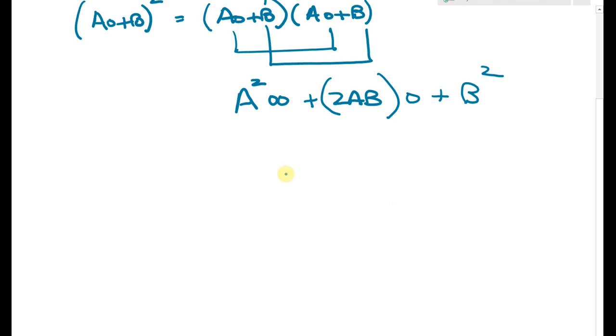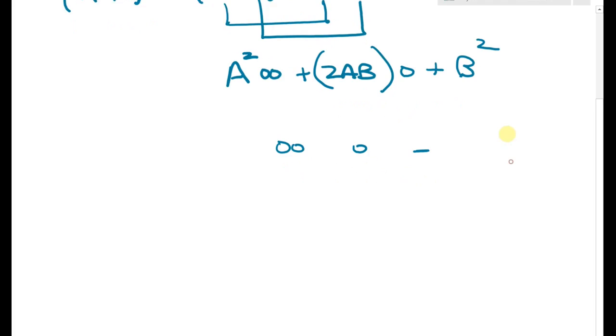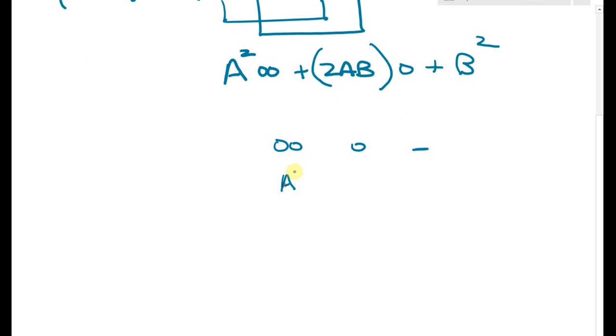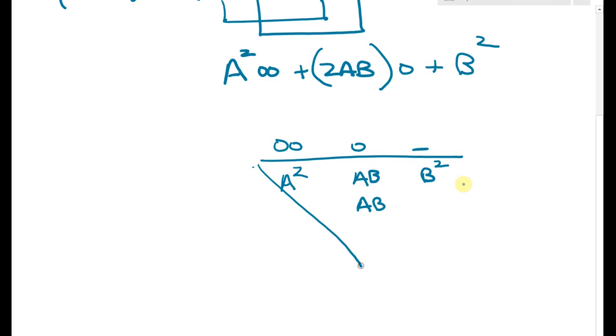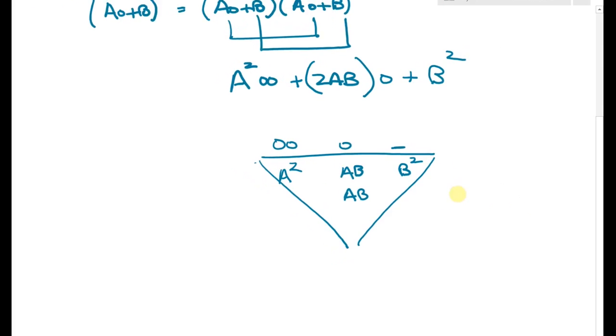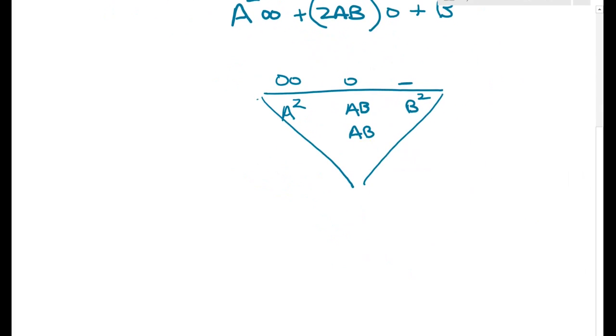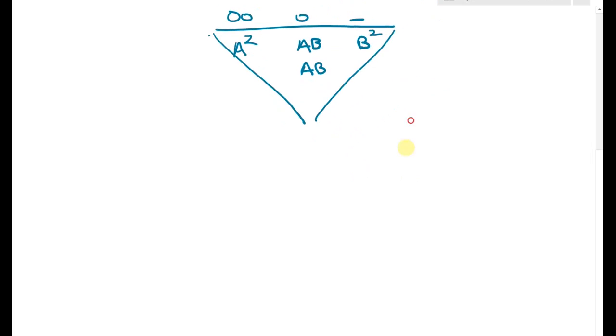So if we put this together, we have two zeros, one zero, and then just a placement right here. Here we have a squared, and then here we have ab. We also have ab twice, and then we have b squared. So what this does is it formulates a square into an inverted triangle, which is based on Pascal's triangle. And then we can also relate this.